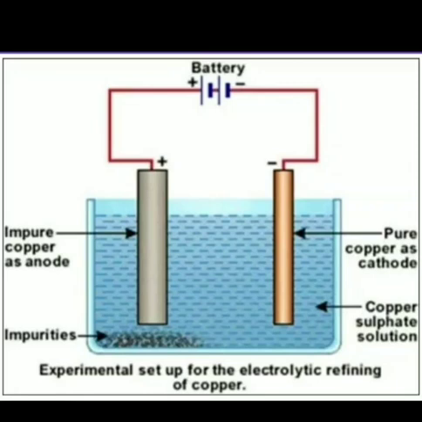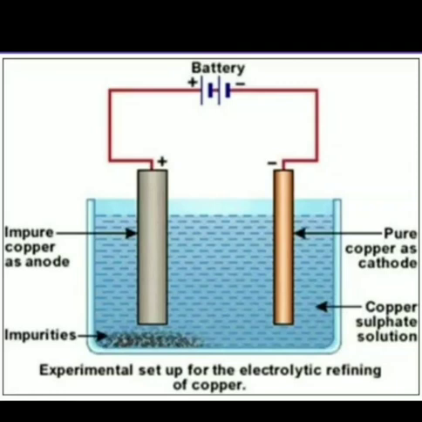That means when current is passed through, the copper ions of the copper sulfate solution from the electrolytic solution are attracted to the cathode, where they gain electrons and get deposited on the pure copper. That means they will be deposited on the thin strips, and the impure copper will lose electrons and pass into the solution as soluble copper ions. Clear? That means the impure copper passes into the solution.